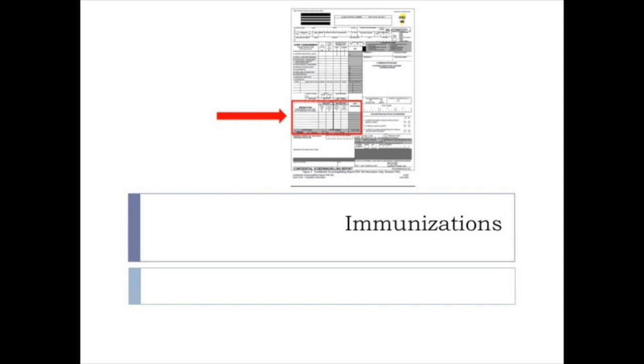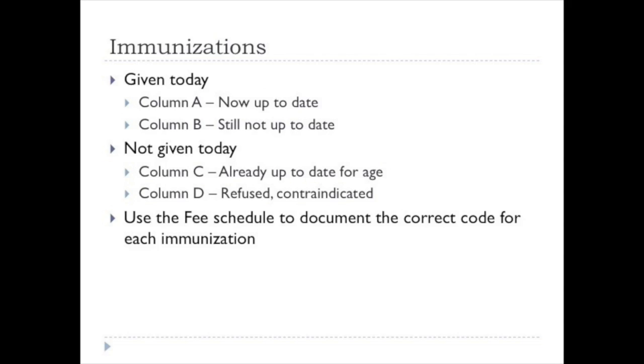Now we will look at the immunizations provided by CHDP. Immunizations are recorded underneath the Measurements section of the PM160. To document immunizations, you will check one of 4 columns. Columns A and B mean that you gave the immunization today. Column A means that the child is now up to date for this immunization, and column B means that this child is still not up to date on this immunization.